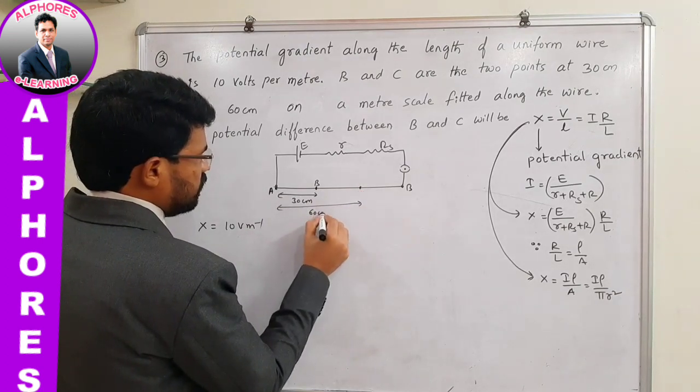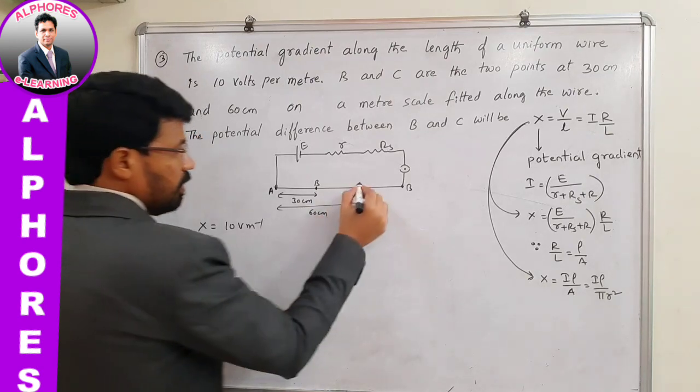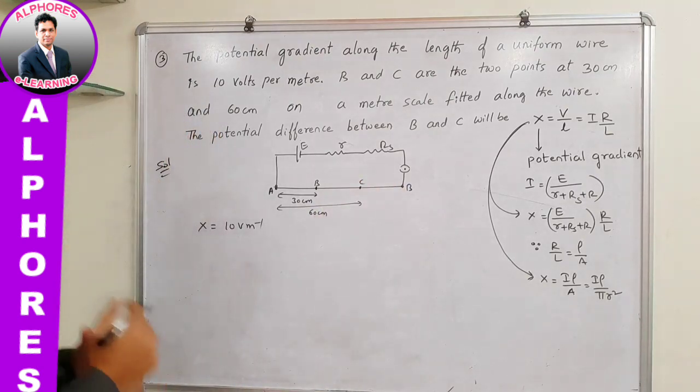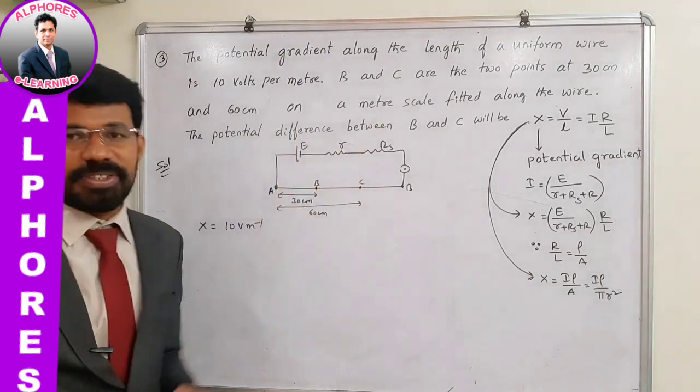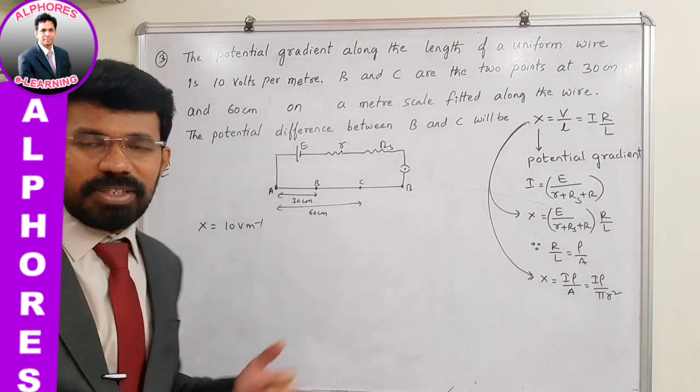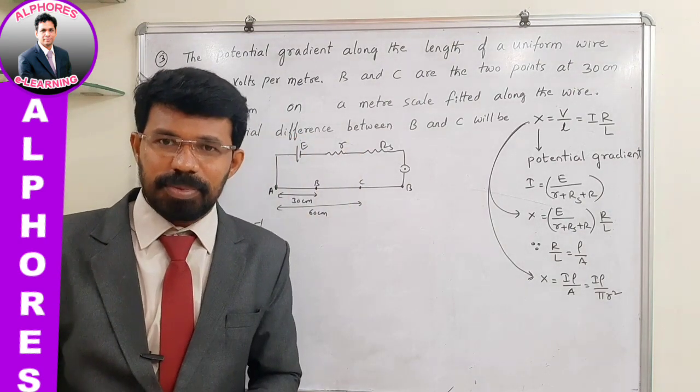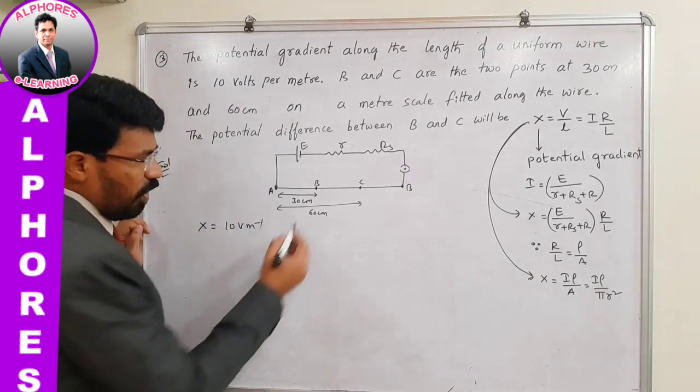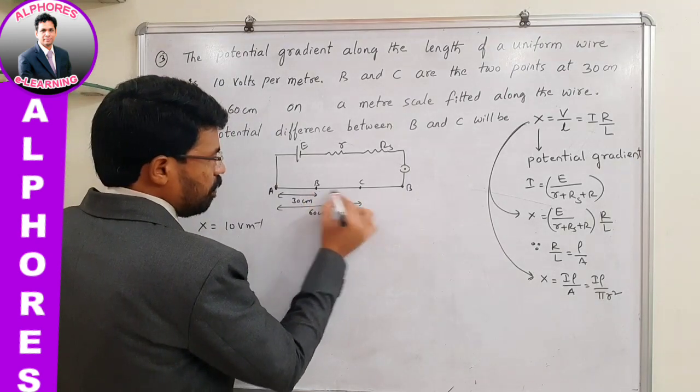How much is the distance? 60 centimeters. Okay, and what is this point? C. Now, what is it asking for? The potential difference between B and C. It's quite simple. It is something that is connected with the theory of potentiometer only. Just find out the separation between these 2 points.